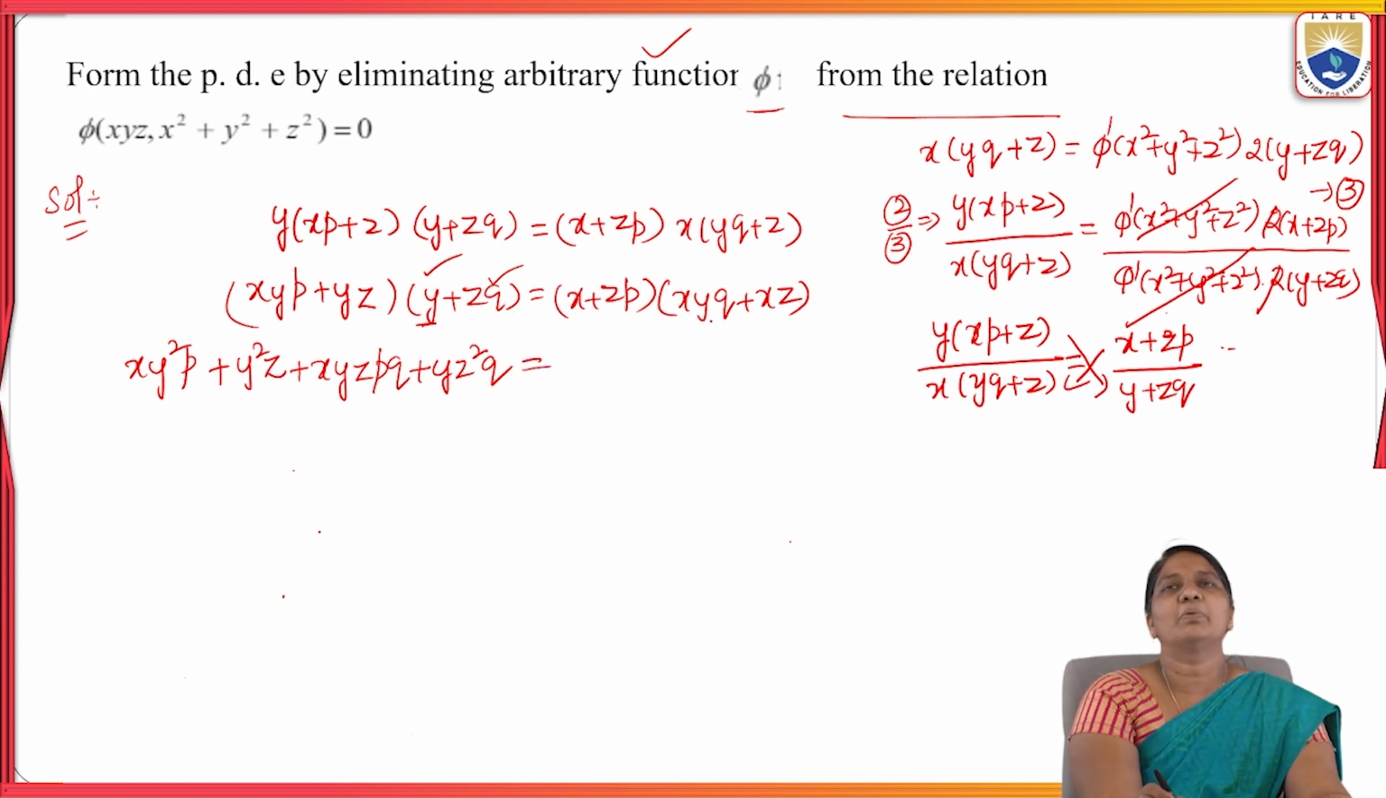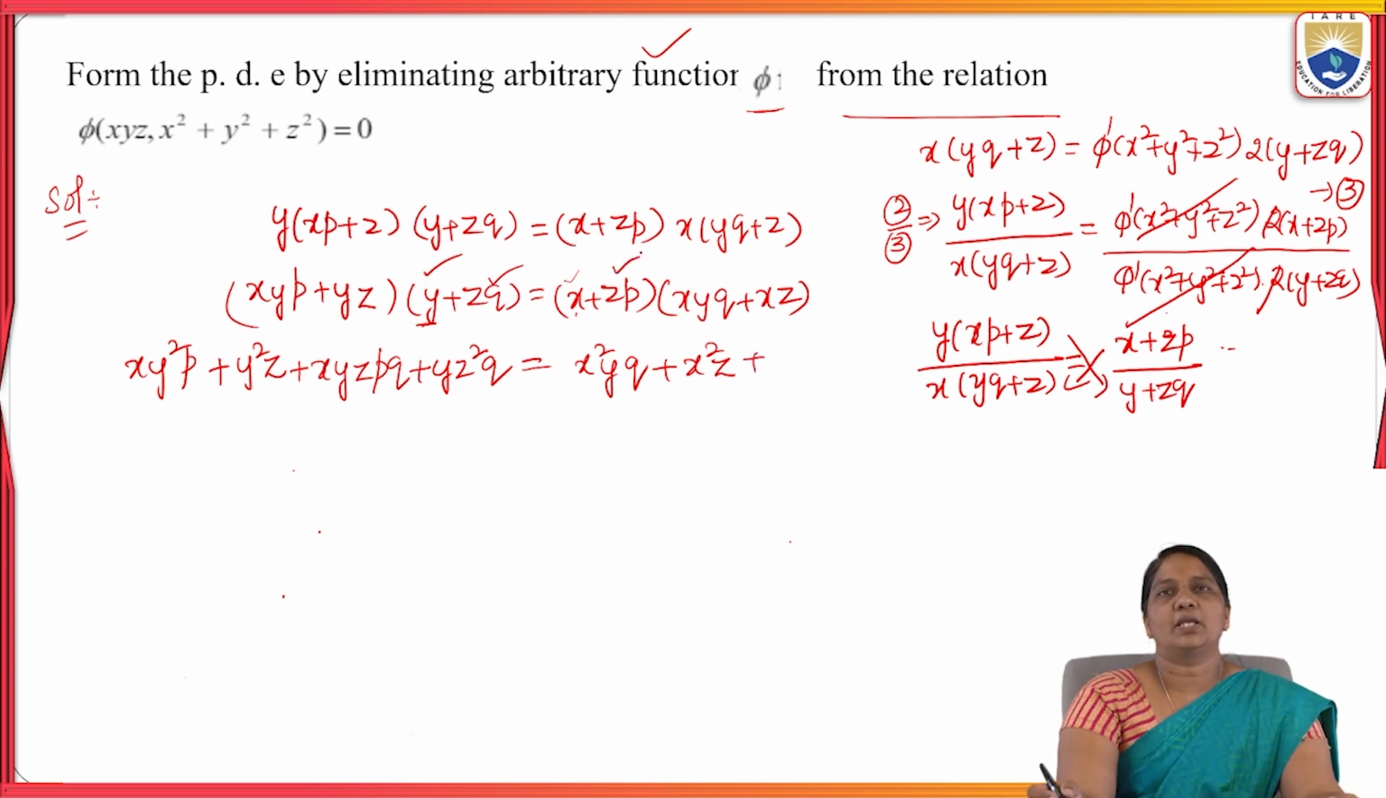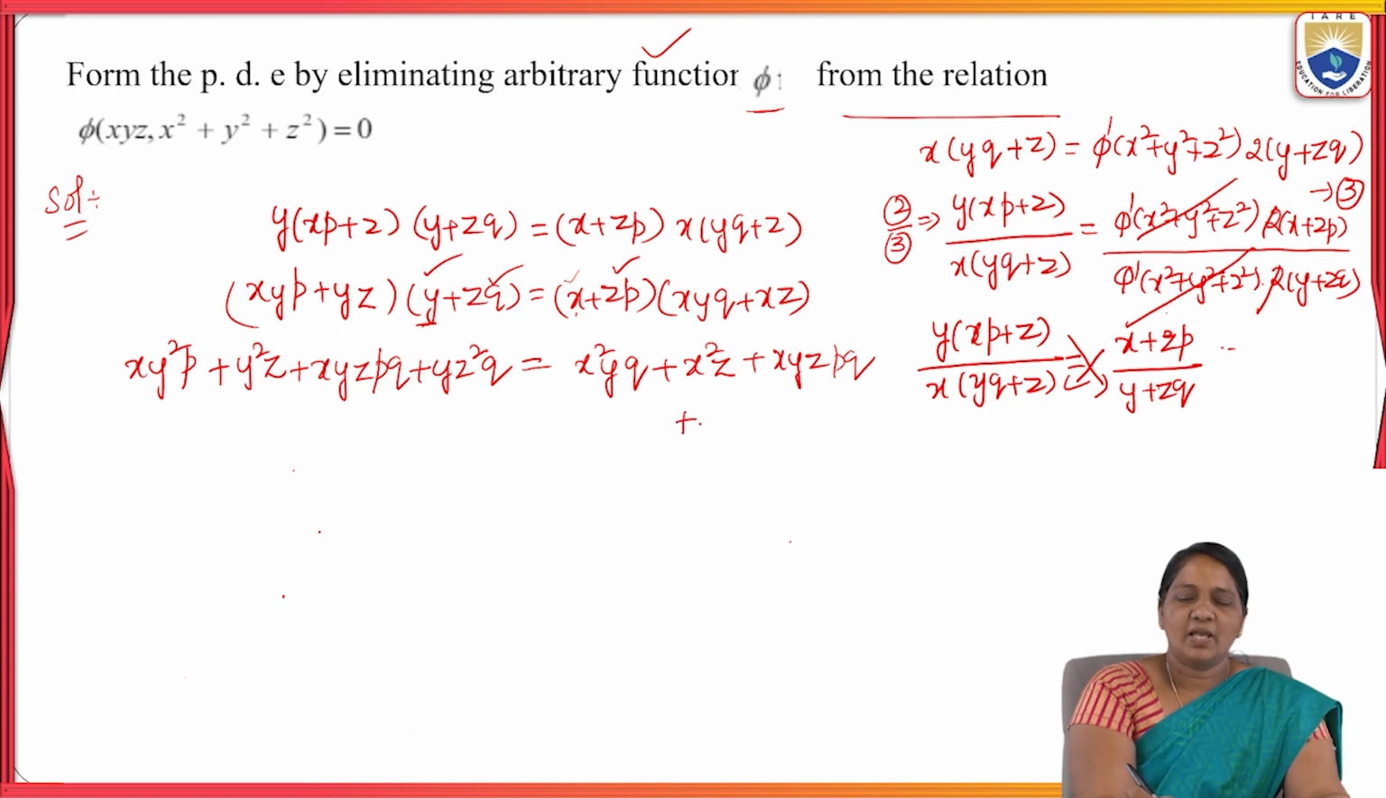Now we are going to multiply these two terms. So first with the x. So x into xyq is x square yq. Next plus x square z. Next, with the zp: x, y, z, pq plus x z square p.